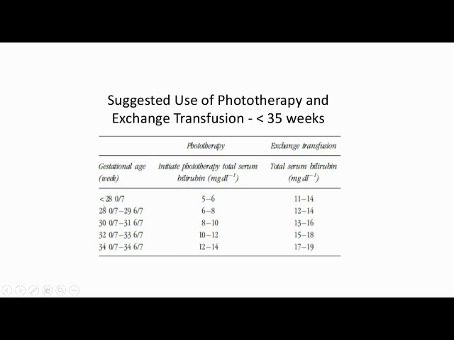So we have less than 28 and 0. We initiate phototherapy with the total serum bilirubin level of between 5 and 6. And then it gives exchange transfusion recommendations of a total serum bili for that same age group of 11 to 14. And you would also look at the clinical picture of the baby too. Are they sick? Are they acidotic? Are they NPO, not able to eat? What's going on? But obviously you would treat in these ranges.